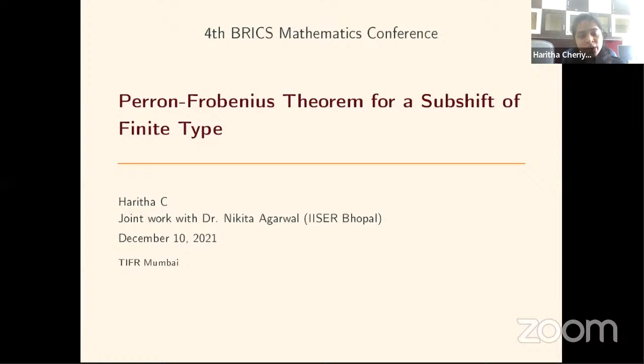So to begin with, the Perron-Frobenius theorem is one of the most celebrated results in matrix theory, and it has applications in mathematics as well as different disciplines. And also subshift of finite type is a very important class of dynamical systems, and it's used to model other dynamical systems. Several properties of subshifts of finite type are relatively easier to study, and hence it's used to study the systems that it models.